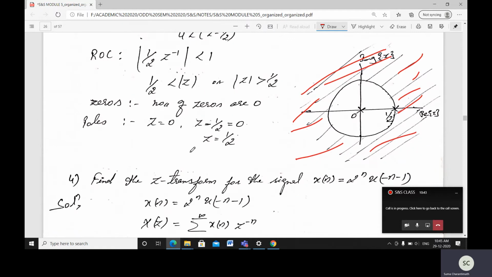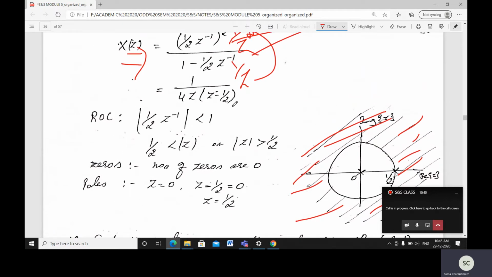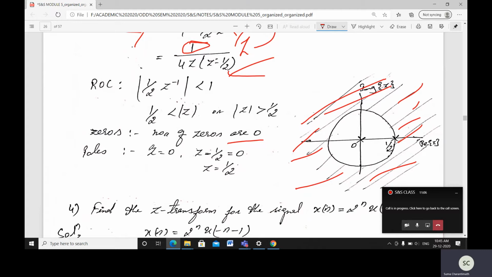Then from the equation you have to find where the poles and zeros are going to exist. The zeros: we can't express the numerator part in terms of the characteristic equation, so you will not get any zeros. The number of zeros is 0. The poles are at z equals 0, or else z minus 1 by 2 equals 0. That means at the origin you will get 1 pole, and at 1 by 2 you will get one more pole. Two poles are going to exist.